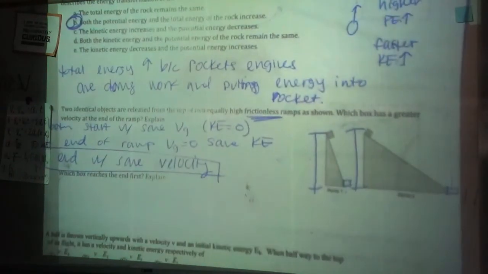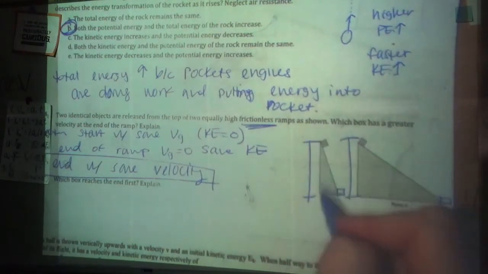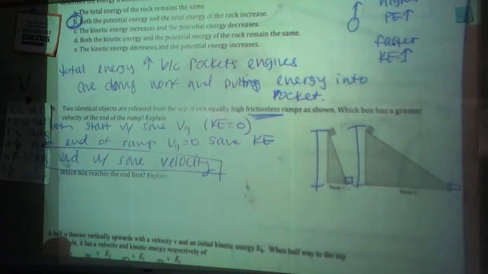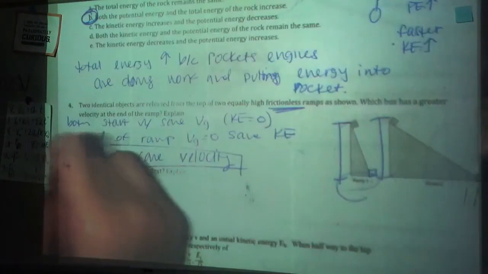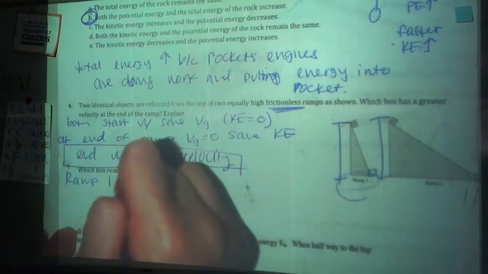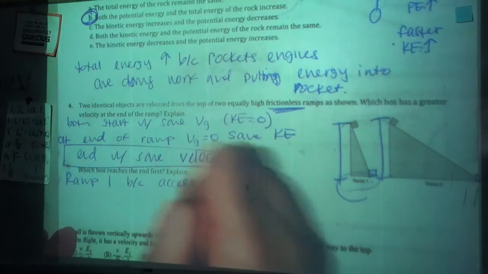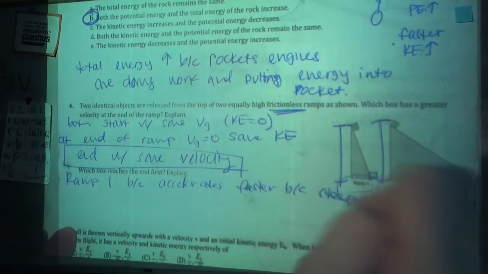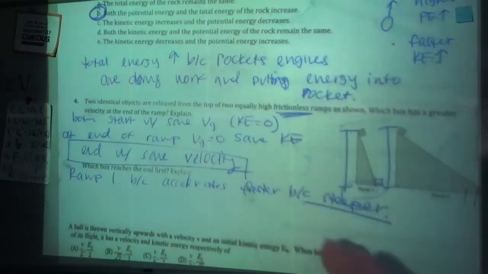Which one reaches the end first? They both end with the same velocity, but they do not go equally as fast the entire time. The one that would hit the ground first, just gut instinct, you should say ramp 1, because it accelerates faster because it's steeper. So it's accelerating faster, so it gets to the bottom first.